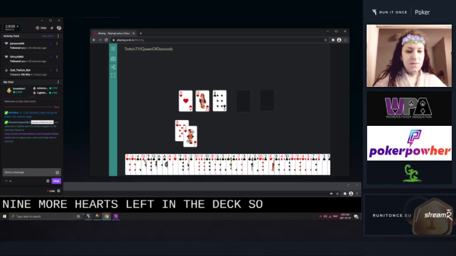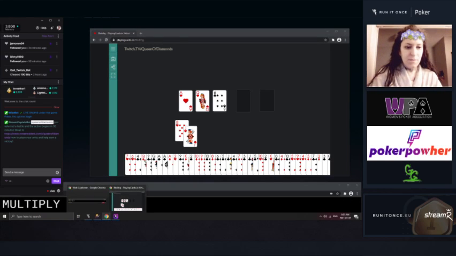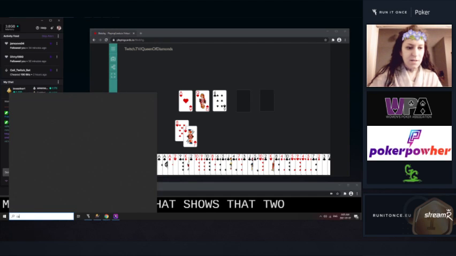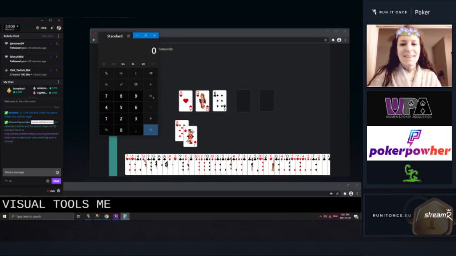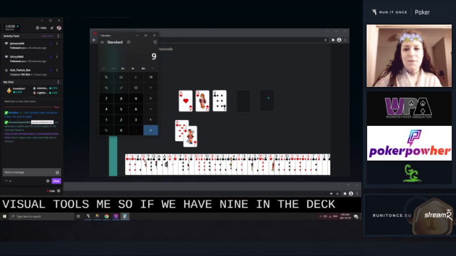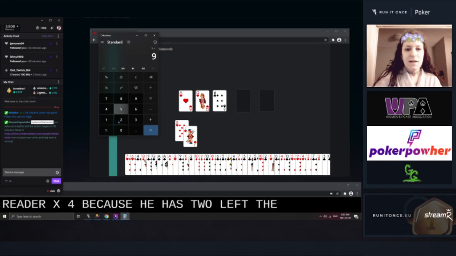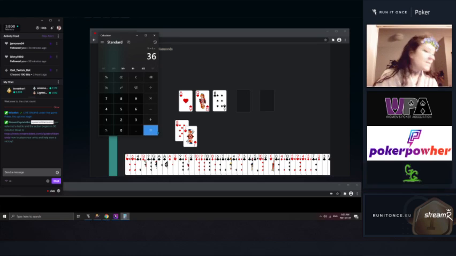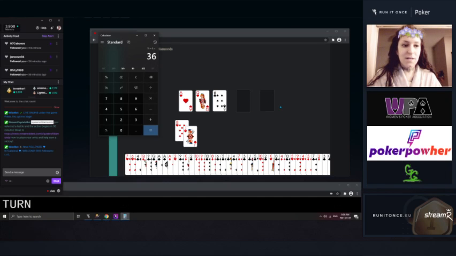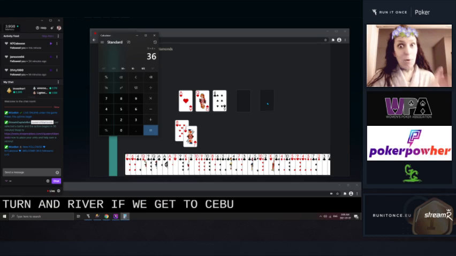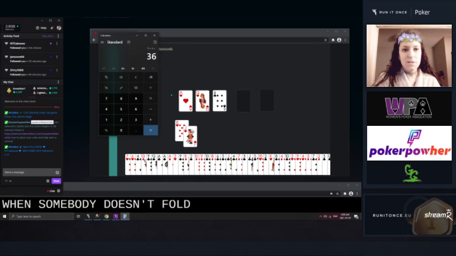So if you multiply, I'll pull out my calculator so that shows that too. Look, I'm using visual tools, me. So if we have 9 in the deck, we're going to multiply it by 4 because we have 2 left to come. And we've got 36, which is the percentage of the time that our hand is going to complete by the turn and river if we get to see both cards. Now that's if somebody doesn't fold.